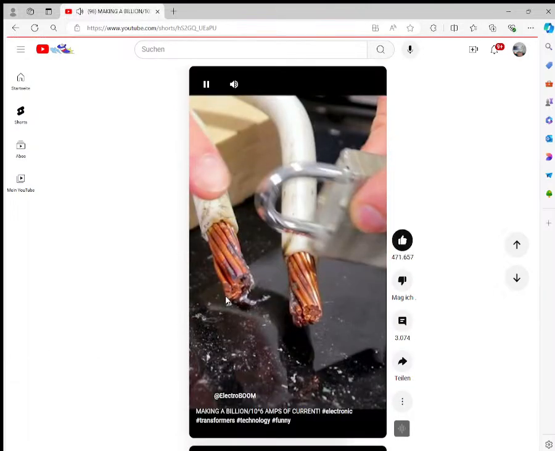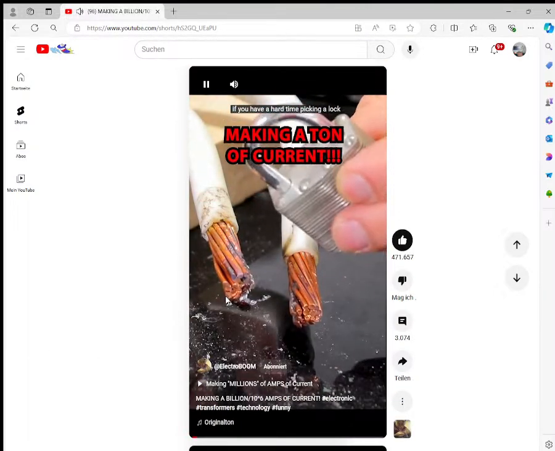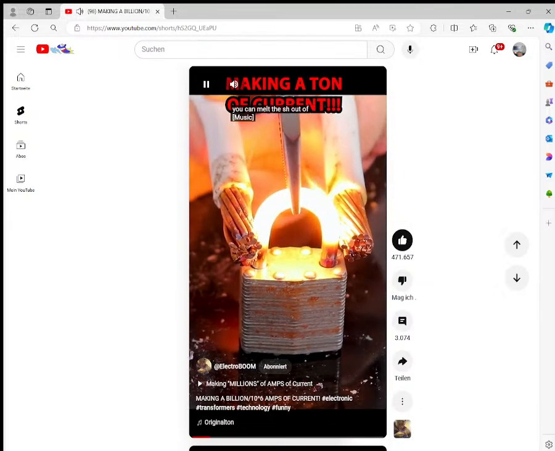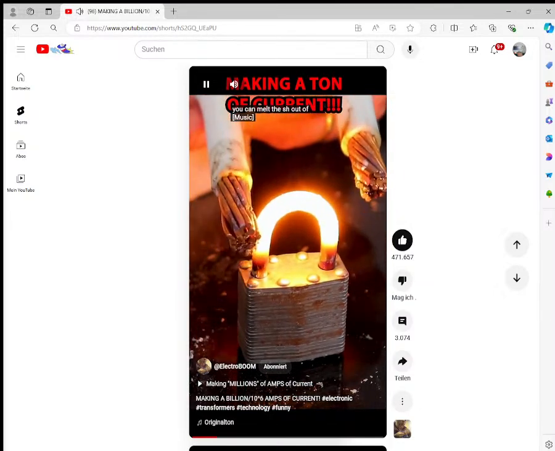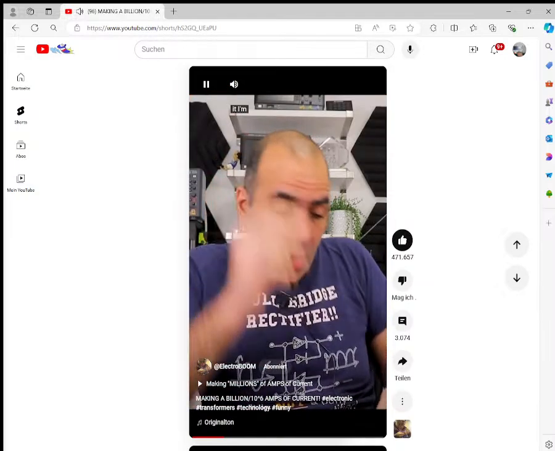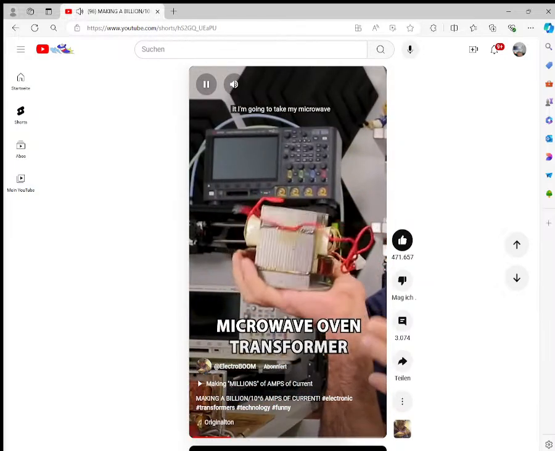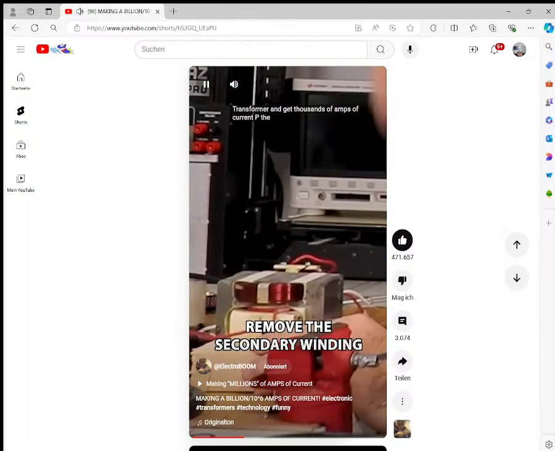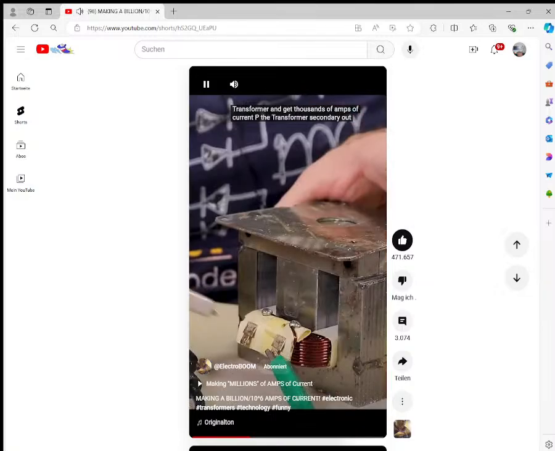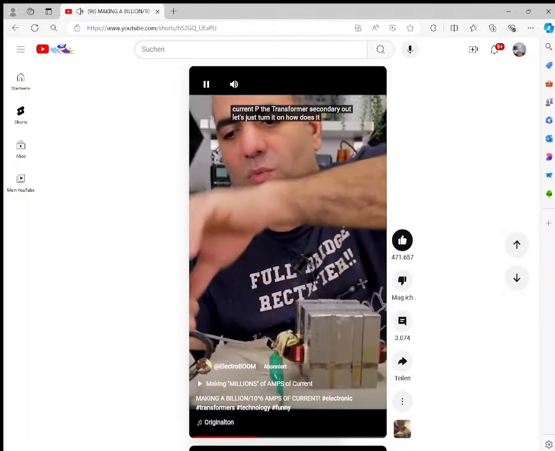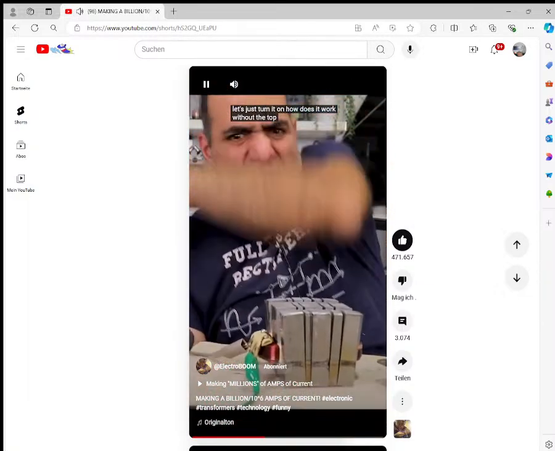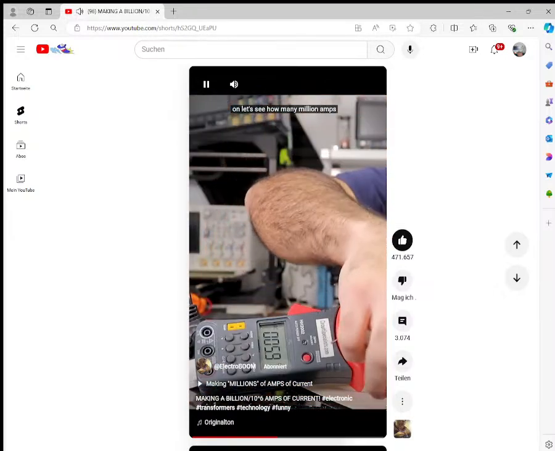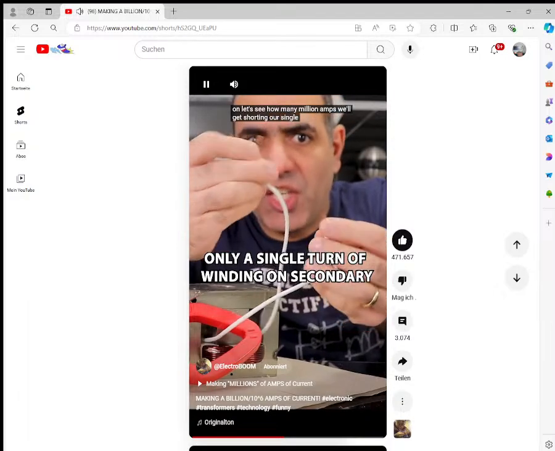If you have a hard time picking a lock, you can melt it out. I'm going to take my microwave oven transformer and get thousands of amps of current. Pull the transformer secondary out. Now let's just turn it on. How does it work without the top on? Oh my God. Let's see how many million amps we'll get shorting our single turn.